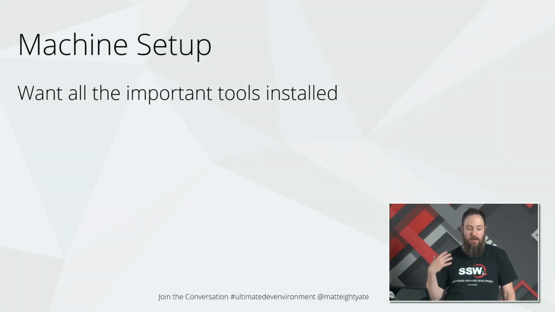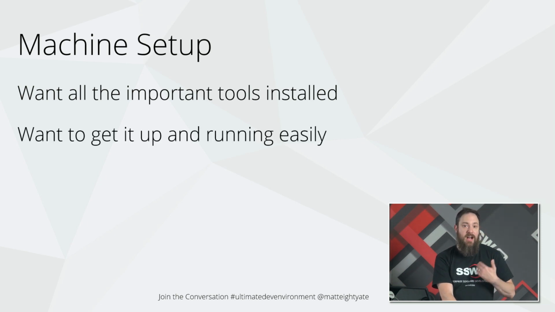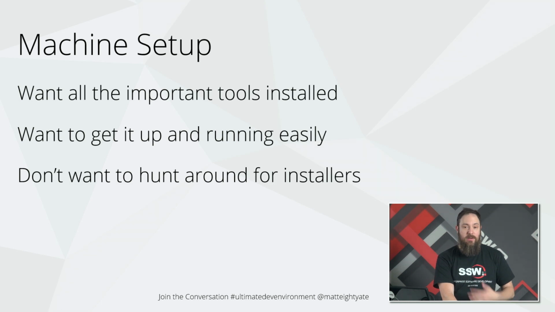So, okay, machine setup. I've got my machine, I've reformatted it because I tried the dev channel preview of Windows recently and things weren't working as expected. I needed to set up the machine again. So I wanted all my important tools to be installed. I wanted to get it up and running as quickly as possible and as easily as possible. I didn't want to hunt around for installers to do things because there's always that random download that you have to find.